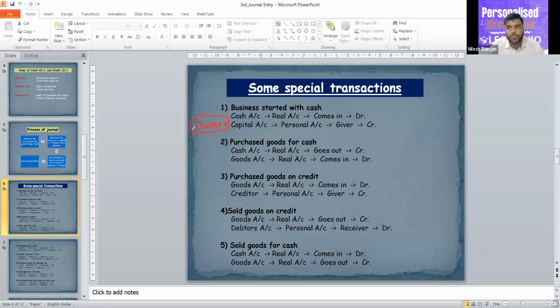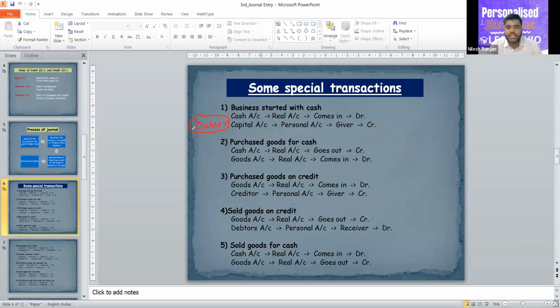Whenever a person invests money into his business, it is called capital. We don't use his name. And if he withdraws money from the business for personal use, then we will use the word drawing, not his name. So this is our transaction. First is business started with cash. So the journal entry will be cash account debit to capital account.